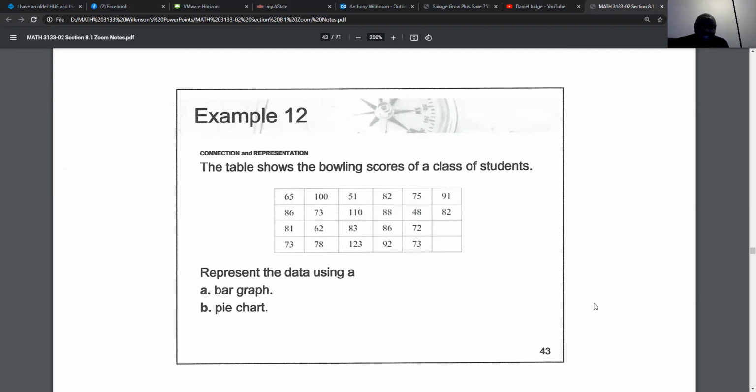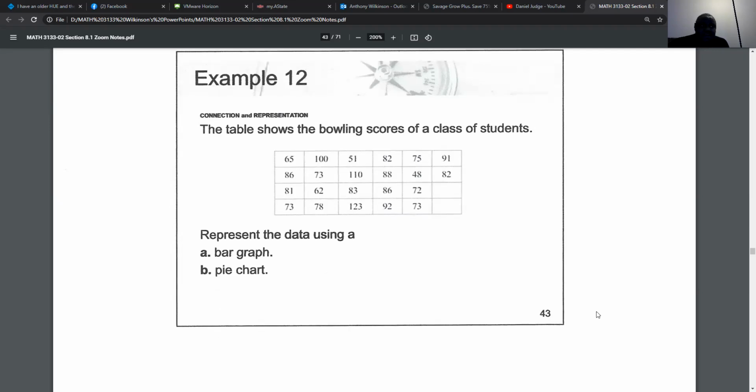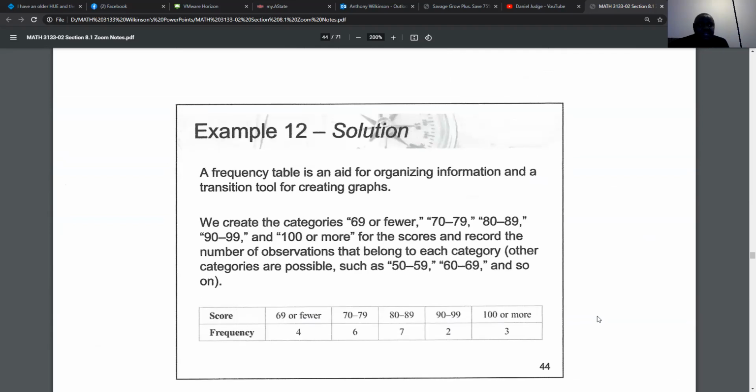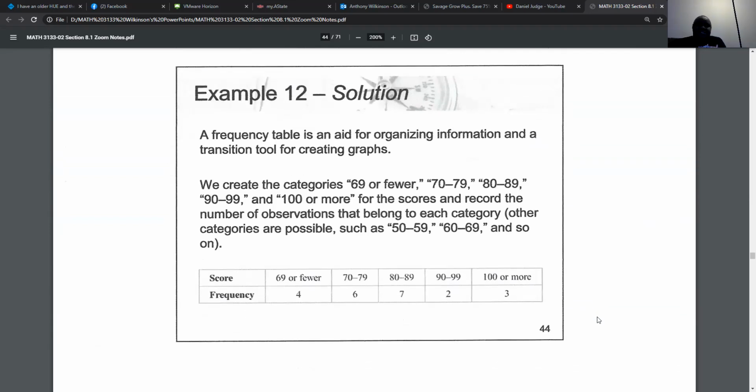Okay, so let's talk about what a bar graph could be for this data. So here we need to create categories. Something like this: 69 or fewer, 70 to 79, 80 to 89, 90 to 99, and 100 or more for the scores, and record the number of observations that belong to each category. And it could be other categories that you could use, like 50 to 59, 60 to 69, and so on. But here we're just using these. Okay.